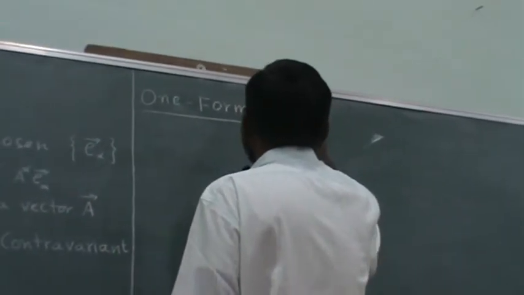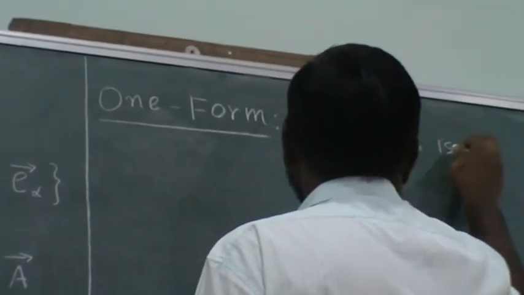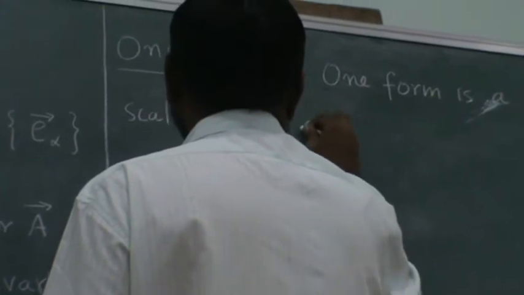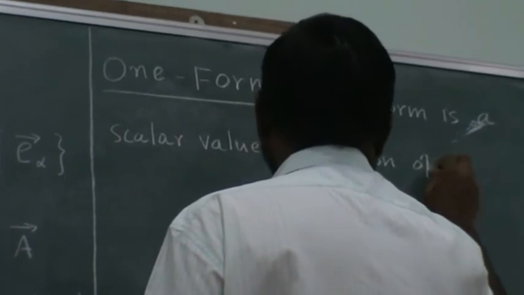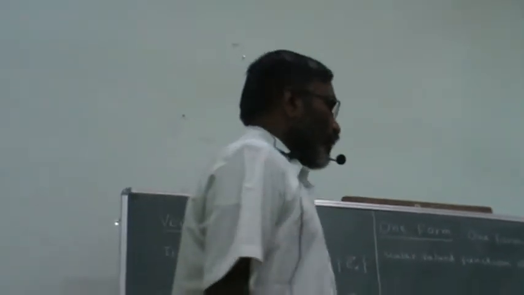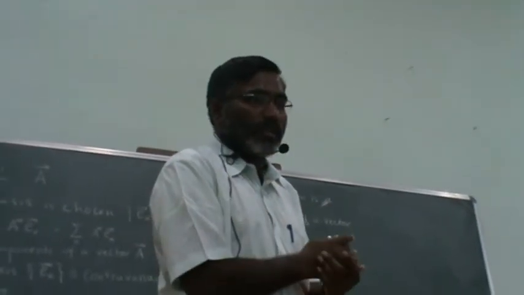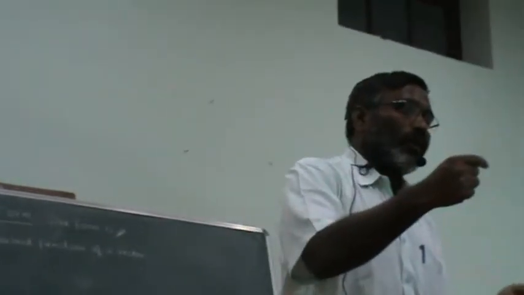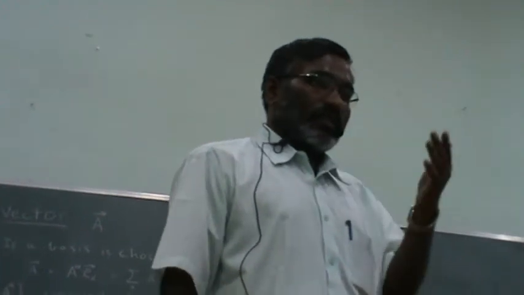A one form is a scalar valued function of a vector. When I say scalar valued function of a vector, what does it mean? Now imagine this function is like a box. You give some input to get some output. Normally a function itself can be visualized like that. You give x as an input, you will get f of x as an output, right? If you say f of x is equal to 2x, you give x equal to 1, you will get 2; 2, you will get 4, and so on. This visualization will help us in understanding more generalizations of this concept.